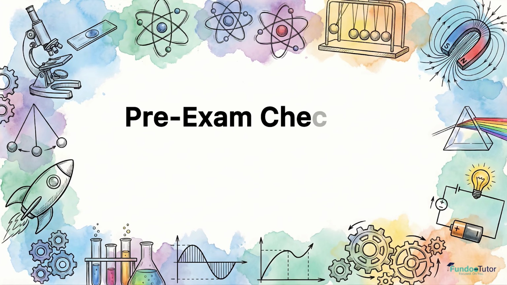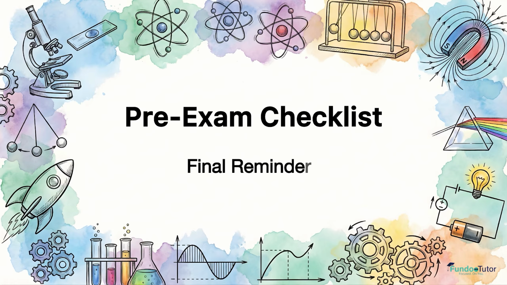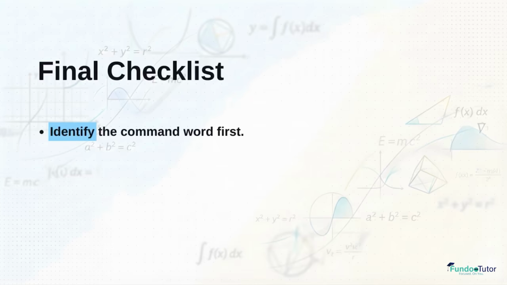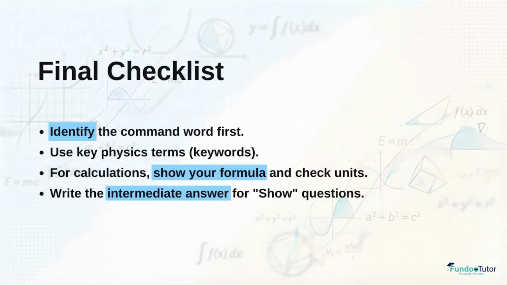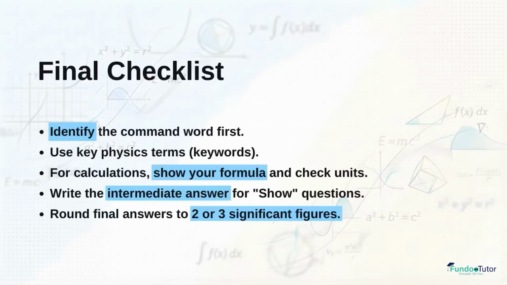Whew, okay, we've gone through a ton of strategy here, so let's pull it all together into one final, super handy checklist for you to have in your mind as you walk into that exam hall. First things first, always spot that command word before you write a single thing. Second, make sure you use those key physics terms, momentum, force, area, in your answers. Third, for calculations, always write the formula and check your units. Fourth, don't forget that intermediate answer for show questions. And last but not least, round your final answers to 2 or 3 significant figures, unless they tell you otherwise.